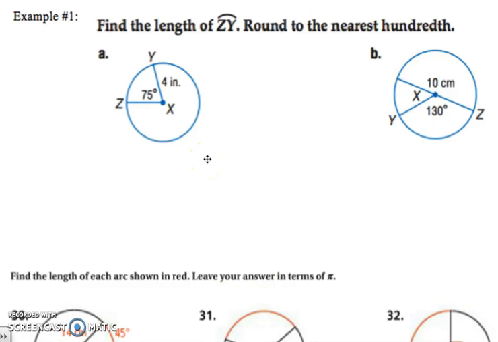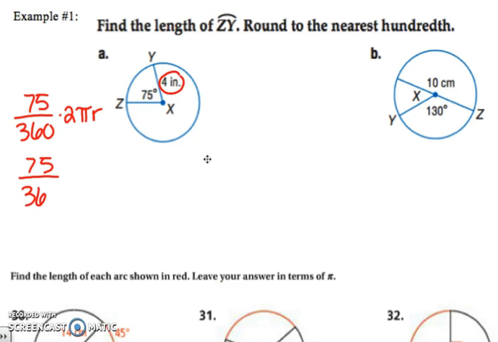So my formula is going to be 75 over 360 times 2 pi r. And I know my radius was a 4. So it's going to be 75 degrees over 360 times 2 pi 4. So what I'm going to do is type 75 over 360 in and get a simplified fraction of 5 over 24, times 4 times 2 is 8 pi.